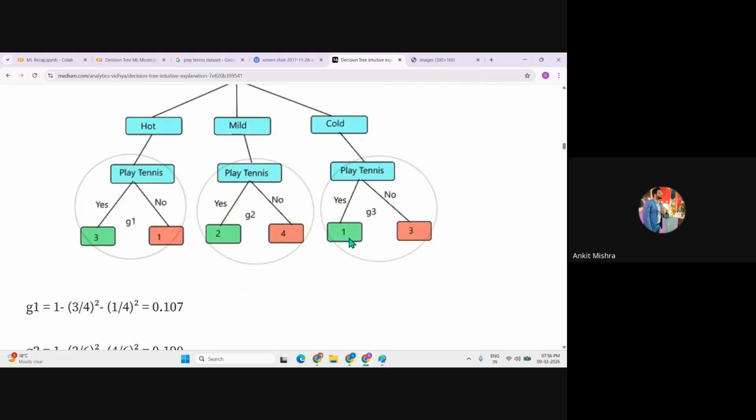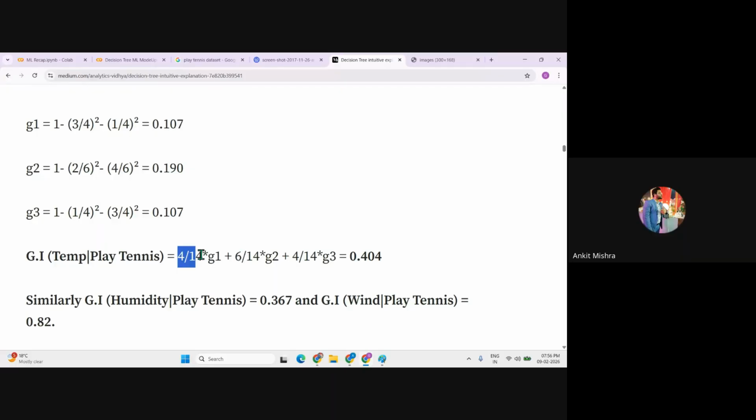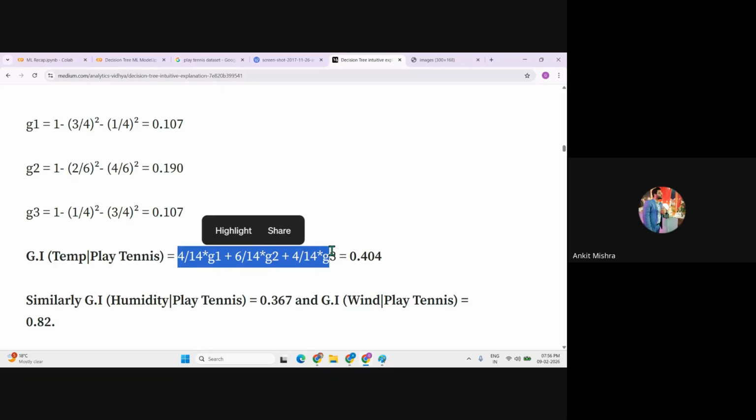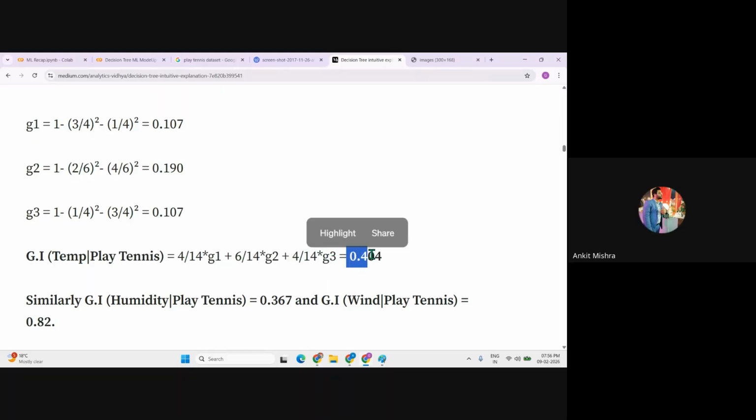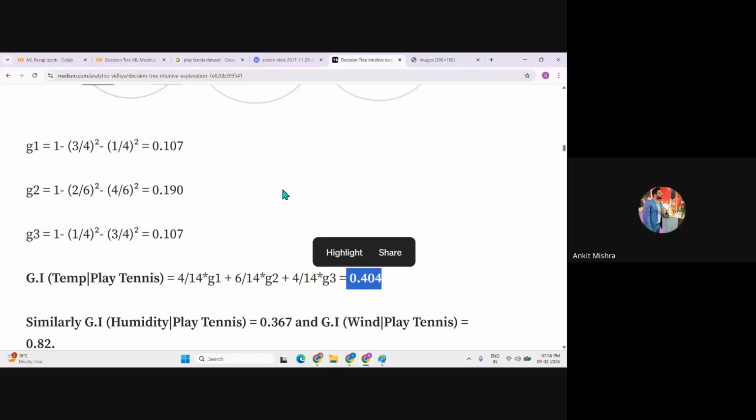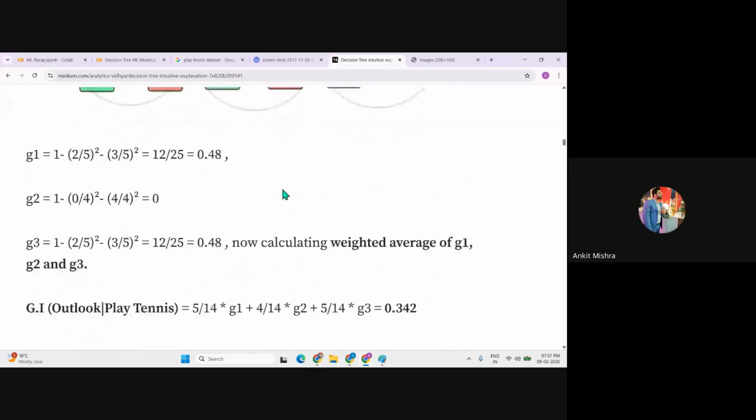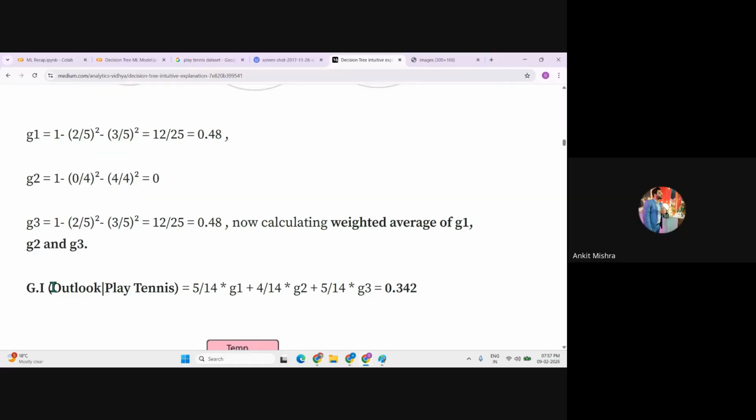Now out of 14, this cold is able to separate 4 rows only. So it's 4 by 14 multiplied by their G3 value. Once you solve this, 4 by 14 G1 plus 6 by 14 G2 and so on, you will get the Gini index of this temperature column as 0.40. Now, candidate, the Gini index of the outlook is 0.342.